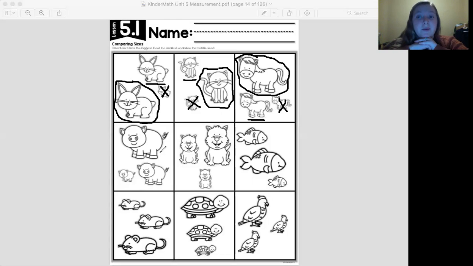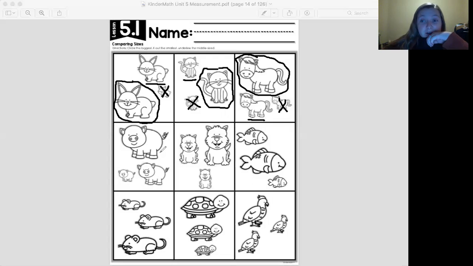Now I'm going to tell you the directions before I even do it, okay? So I want you to put your finger on the smallest pig. When you find the smallest pig, can you please put an X on it?